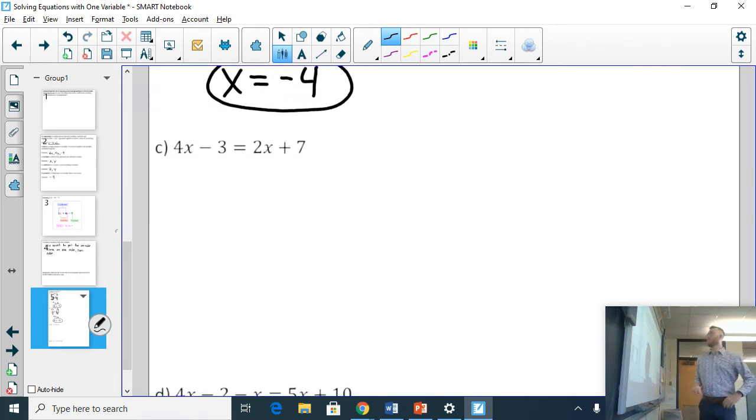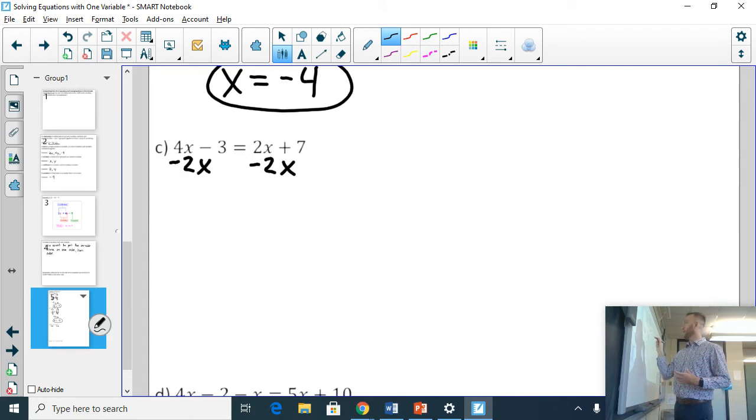Now for C, we have something a little different. We have 4x minus 3 equals 2x plus 7. And I like to try and keep my x's positive if I can. So what I see here is I have more x's on the left side than I do on the right side. So to get all the x's on the same side, I'm going to subtract 2x from this side. And because I'm subtracting only 2x, I'm going to have a positive amount on this side.